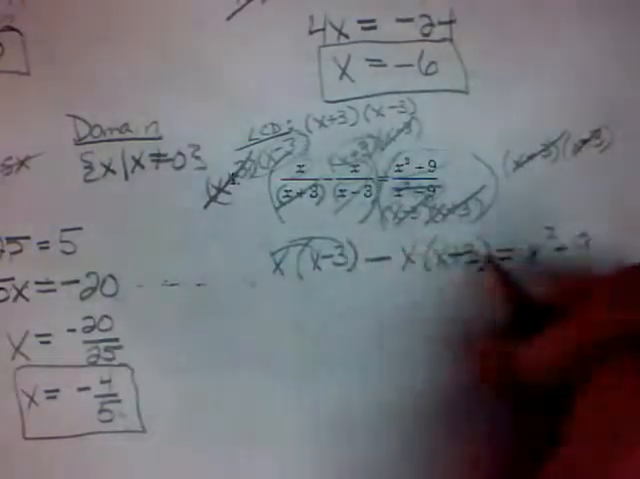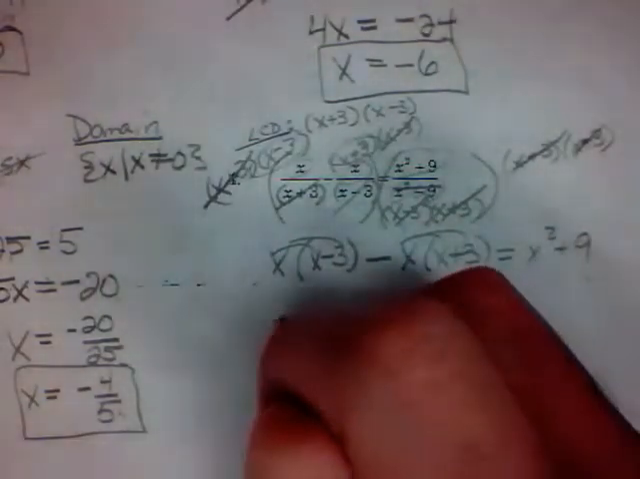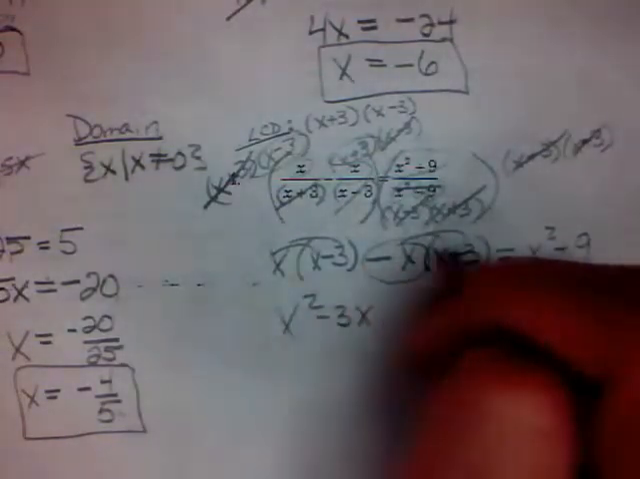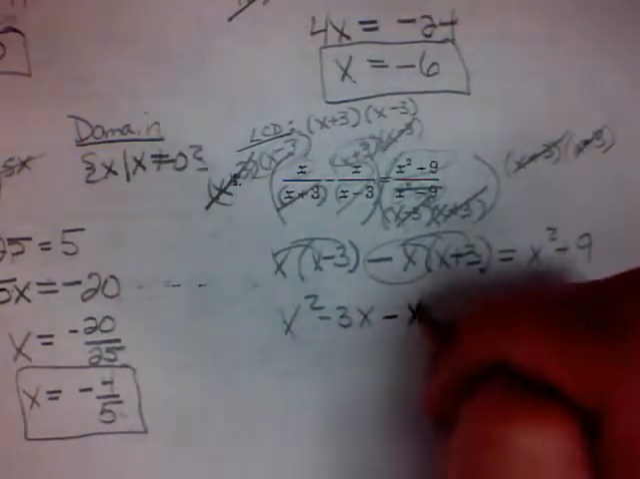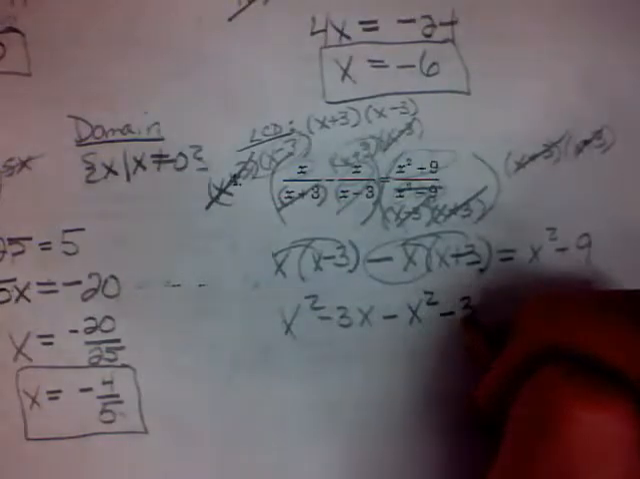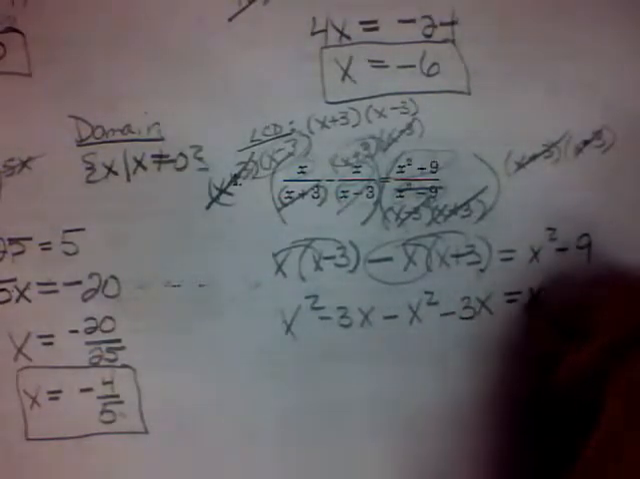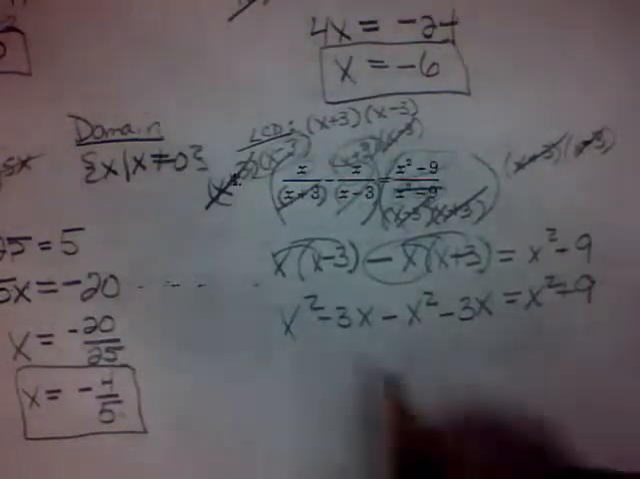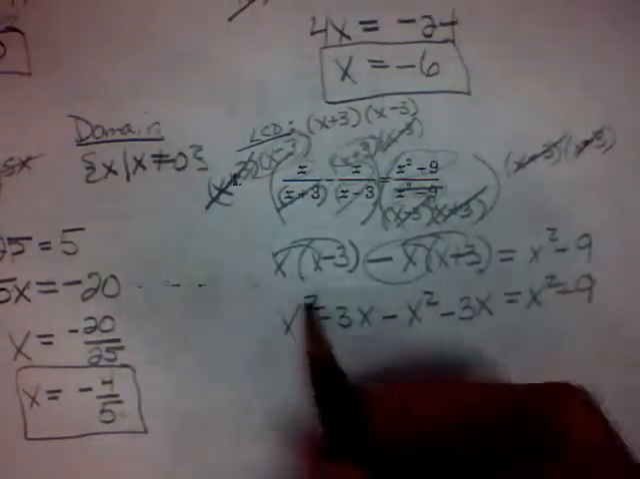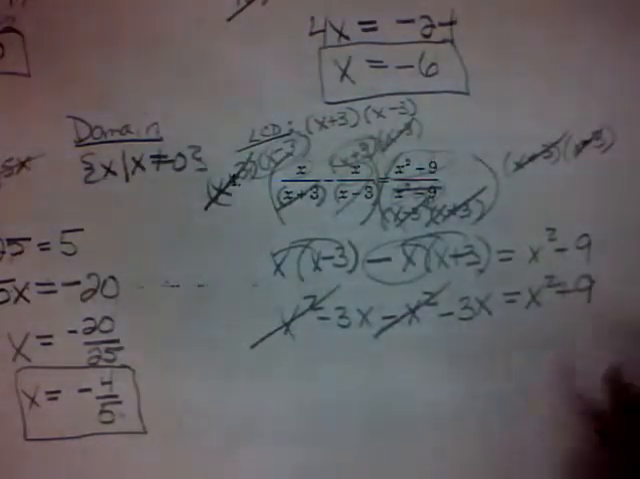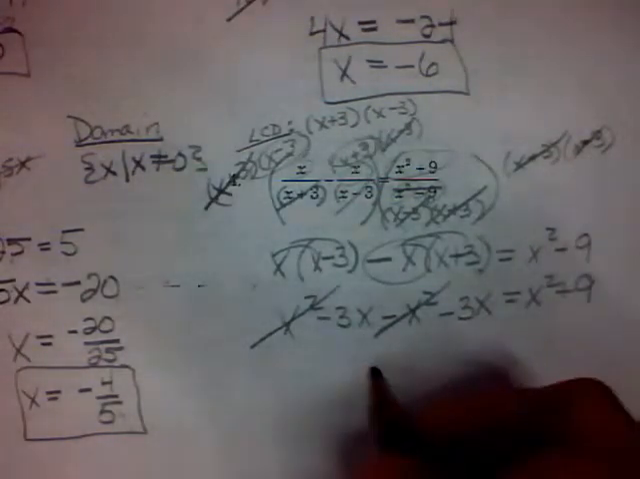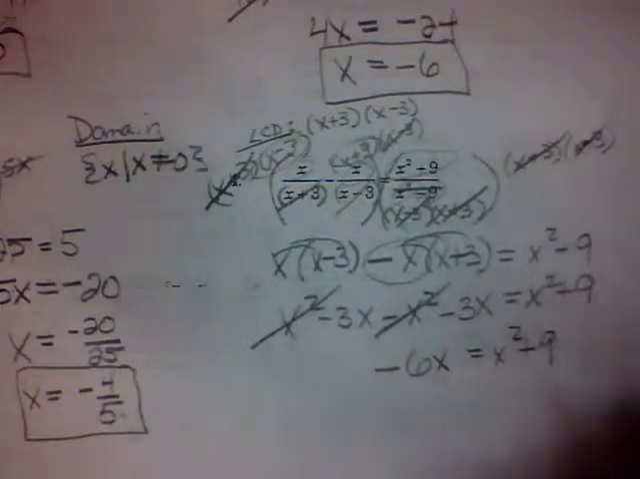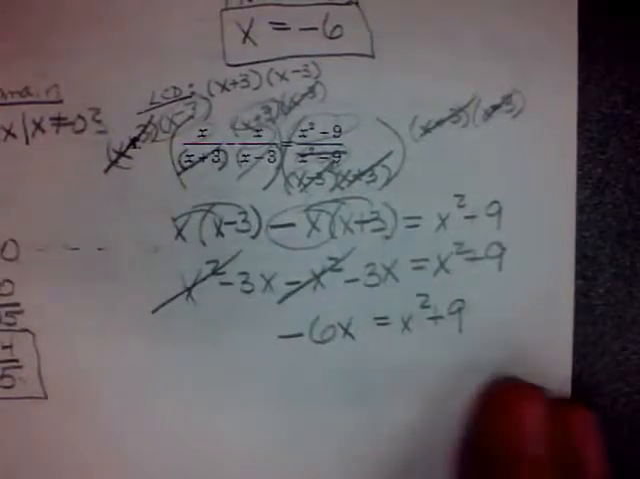So now we need to distribute this to both terms. So here we get x squared minus 3x. This is actually a negative x that's getting distributed, so that's negative x squared minus 3x equals x squared plus 9. Then, looks like we have an x squared minus an x squared. Those can cancel each other out. Negative 3x and negative 3x get you negative 6x equals x squared plus 9. And now it looks like we have ourselves a quadratic.